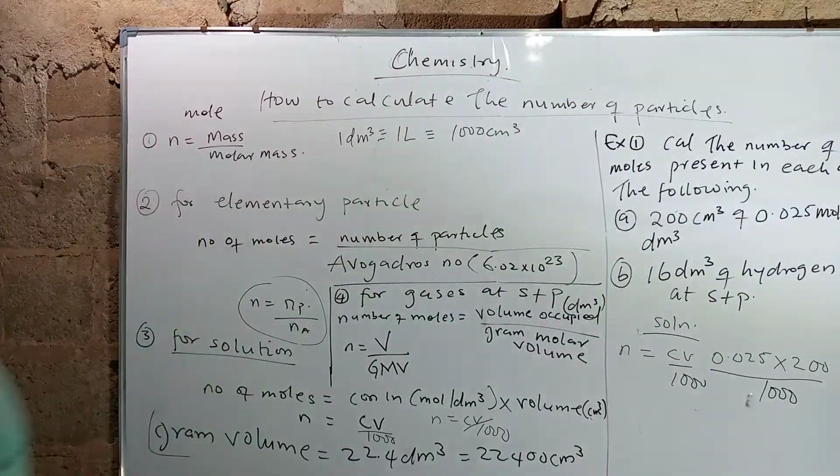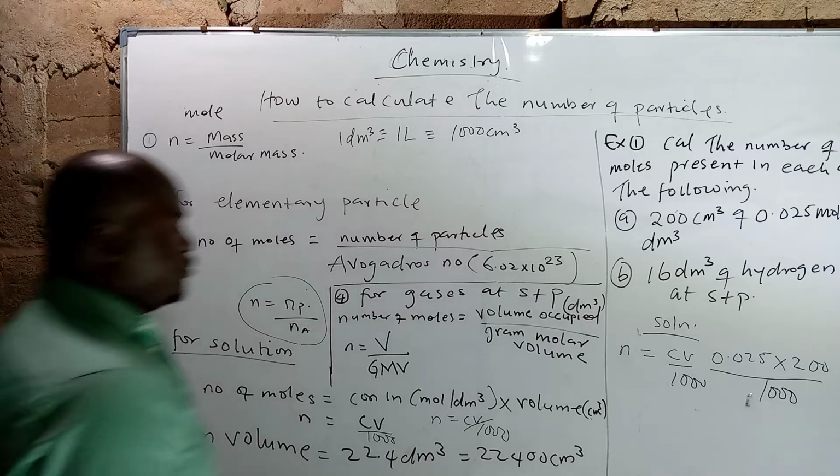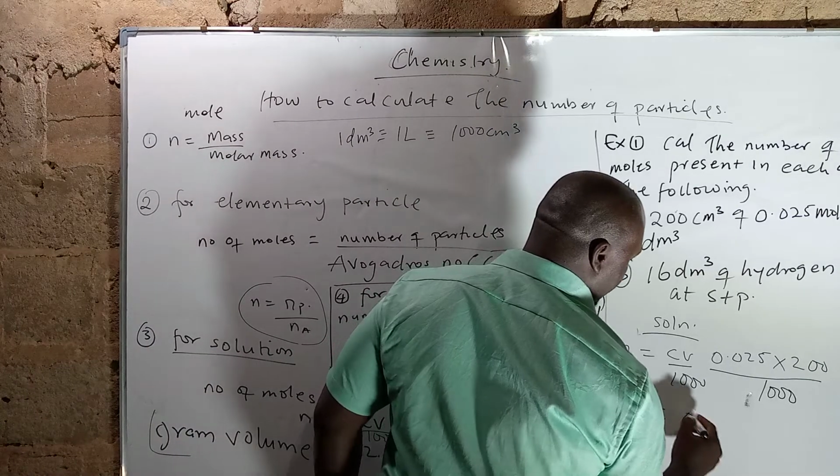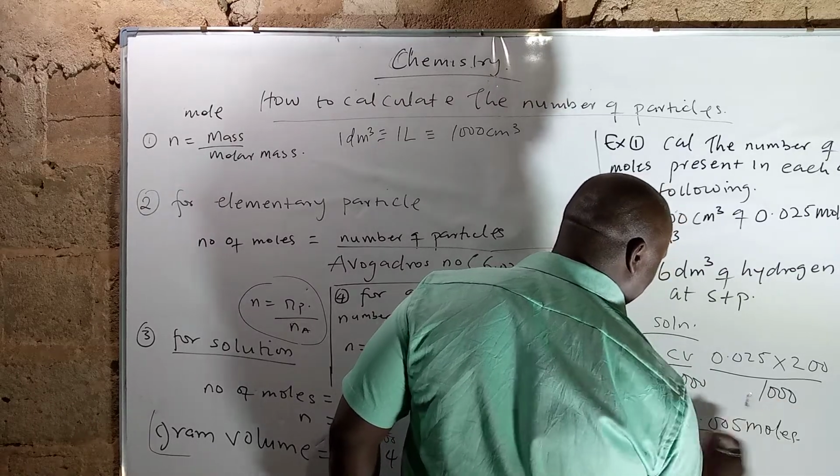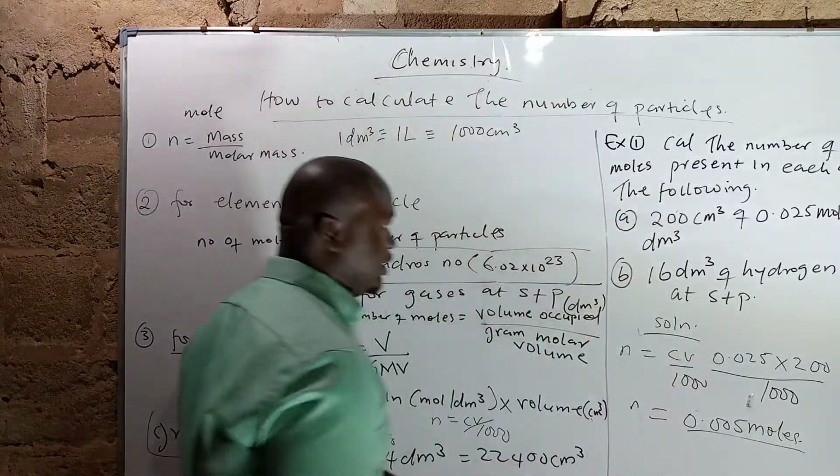So you don't actually need to start thinking about it, and time will be running. That's why I said that formula is bomb. And what you will get is 0.005 moles. So this answer is 0.005 moles. And that's the answer. That's why you need the formula.